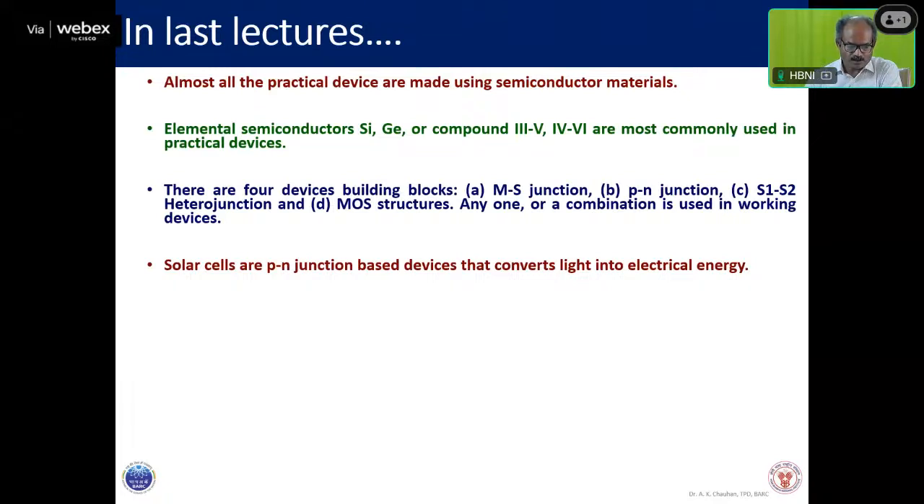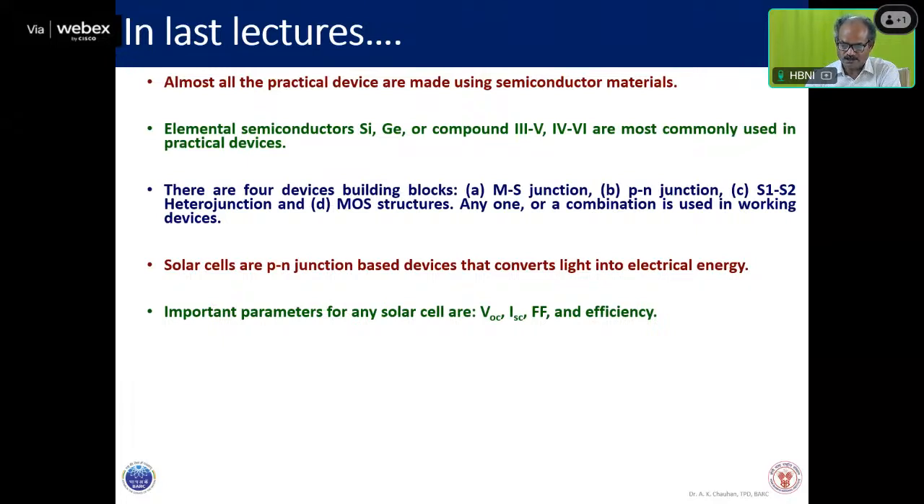Then we learned about solar cells and came to know that solar cells are PN junction based devices that convert light into electrical energy. And important parameters for any solar cell are open circuit voltage, short circuit current, fill factor, and efficiency. What is open circuit voltage? That is the maximum voltage which a device can give you. But at that time the current is 0, so it is in the open circuit.